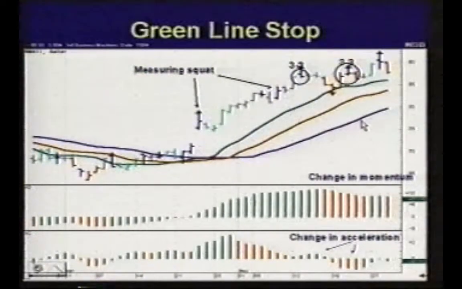Last week you talked about some of the Elliott wave and different things that go on with the magic bullet, so you should know what that is. If you don't know what a measuring squat is, you need to go back and review. Here we've got circled a 3-3 squat. Here I have a 3-3 squat bar.